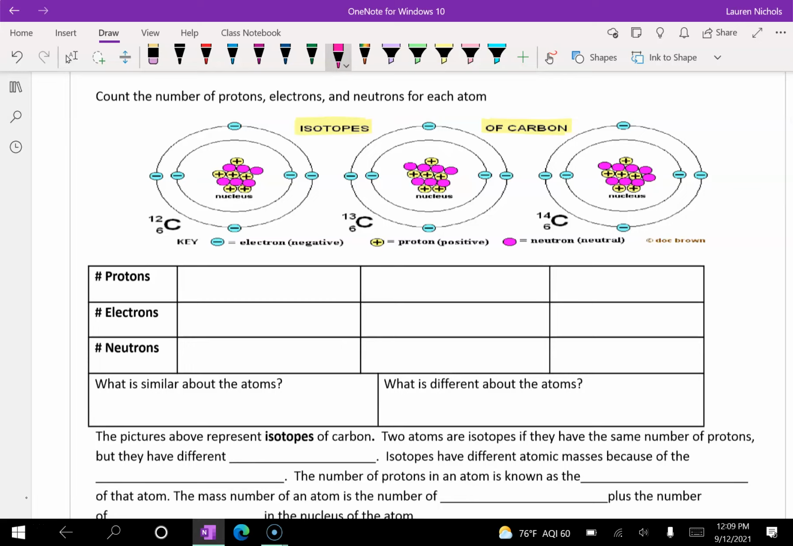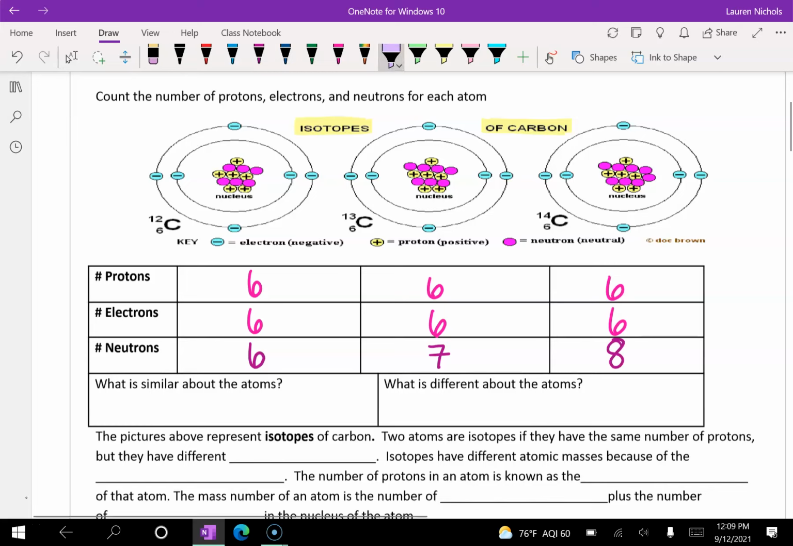So if we look, our yellow positive particles in the center where our nucleus is, those are our protons. And if we notice, there are 6 protons in every single one. And we can see that they all also have 6 electrons. This is because they're overall neutral atoms. But when we look at our neutrons, the first atom of carbon has 6 neutrons, the second one in the middle has 7, and the one on the right side has 8.